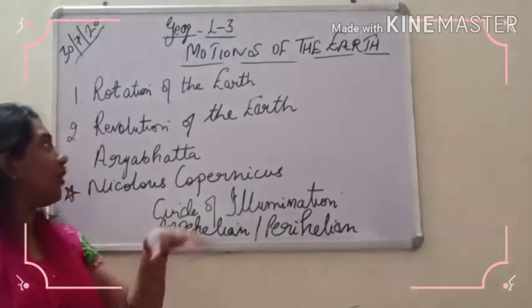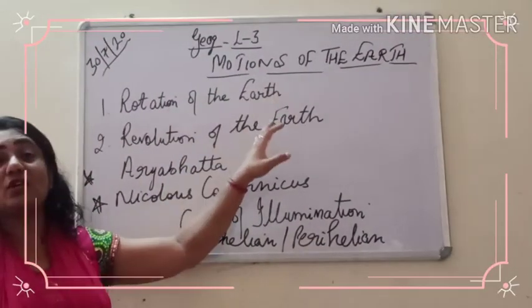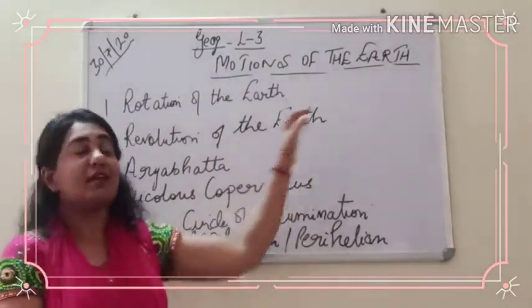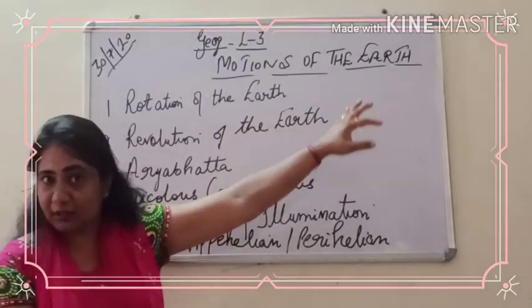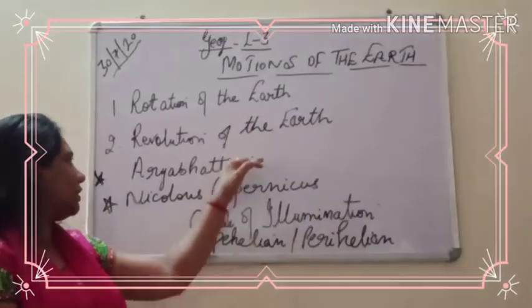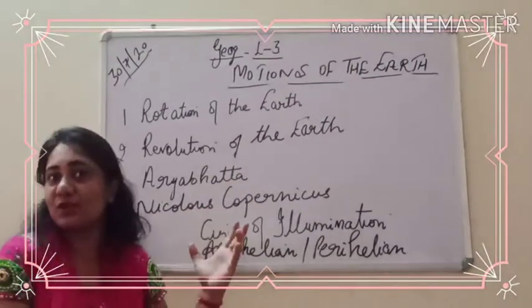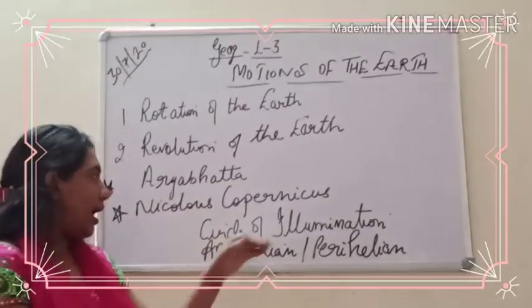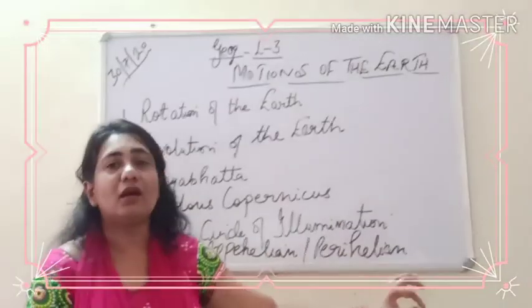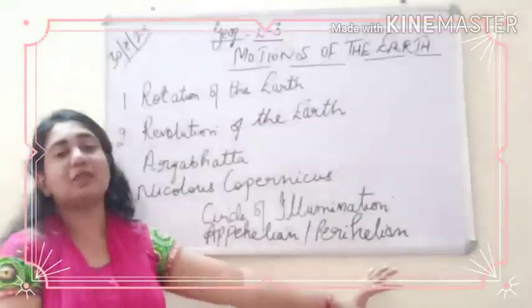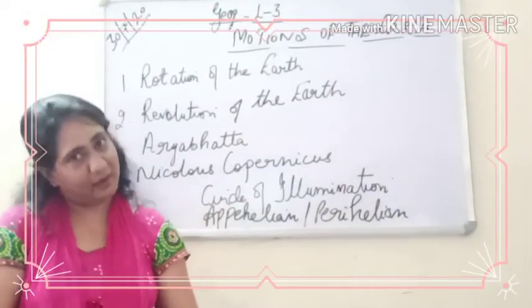So I hope you have learned about the rotation of the earth, its effects, then revolution of the earth and its effects. Then you have also learned about Aryabhatta and Nicholas, who they were and what they proved, and then you have understood what is circle of illumination, and apart from that the two terms aphelion and perihelion.